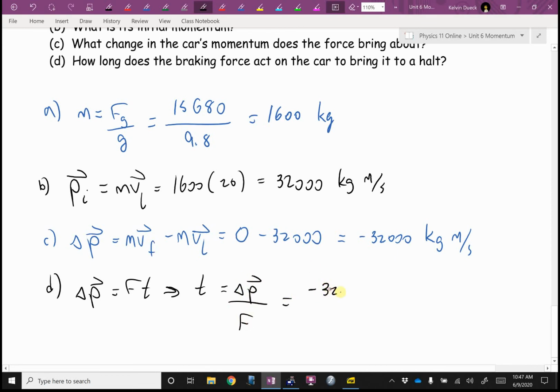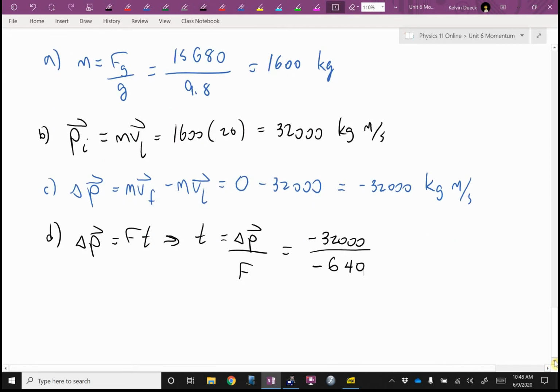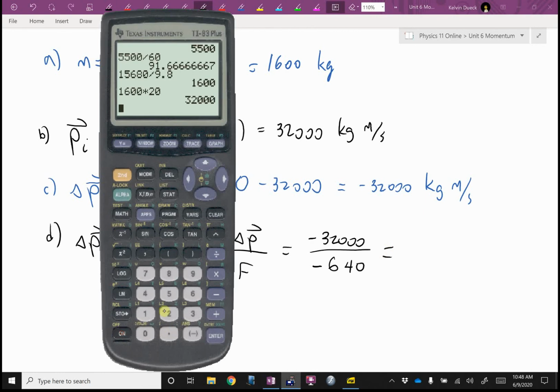Negative 32,000 divided by, now the force that they gave me is 640 newtons, and you might say, Mr. Dewick, this is going to give me a negative time, and you said that time was a scalar. But the force is in the opposite direction that the car is traveling. How do I know that? Because it's slowing the car down, and so the force would be negative as well, in the same direction as the impulse. This should work out evenly. I think it will. 32,000. The negatives are going to cancel. Yeah, 50 seconds.